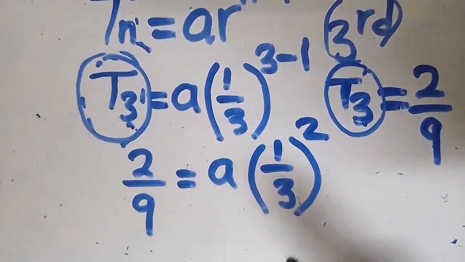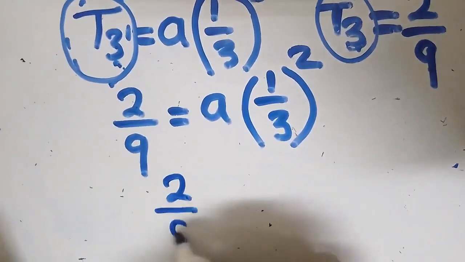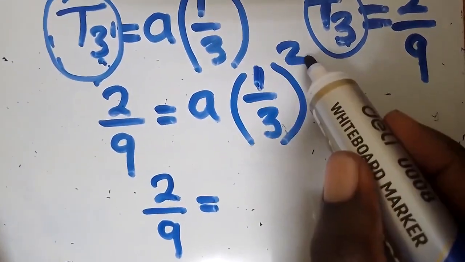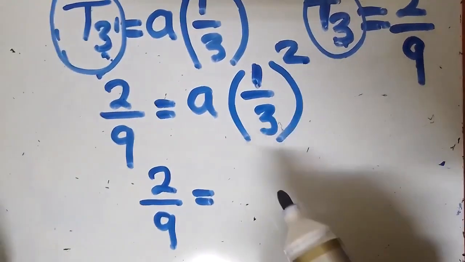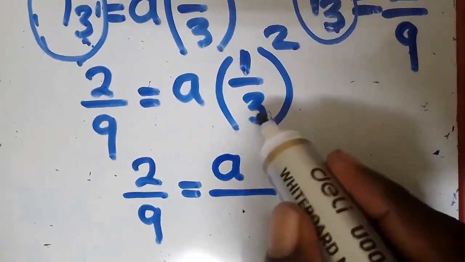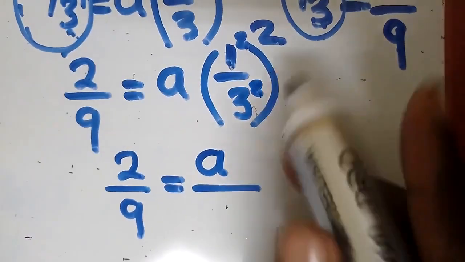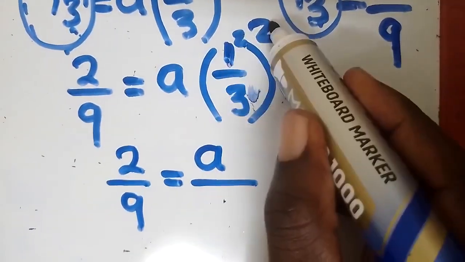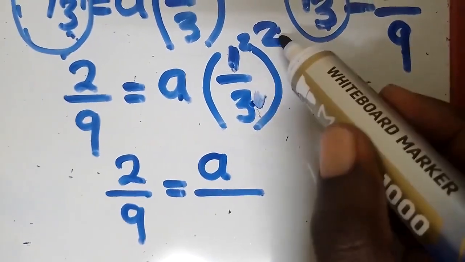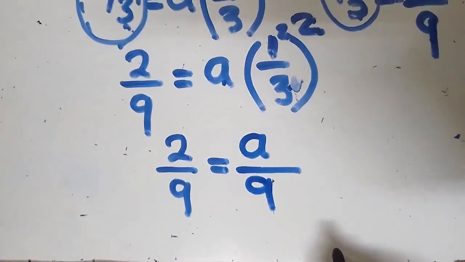Have you seen? Then you know that this is just the same as what? 2 over 9 is equal to 1 squared, it is 1, times a, it is a over 3 squared. This square is this one squared and this one squared. So 1 squared, it is 1, times a, it is a. 3 squared, it is 9. So you put a 9 there. This is what you are going to do.